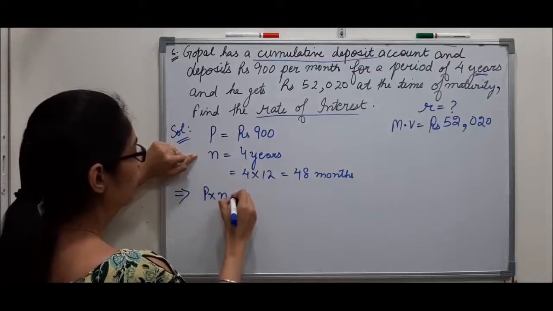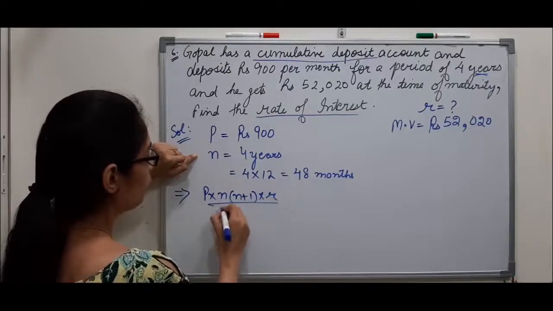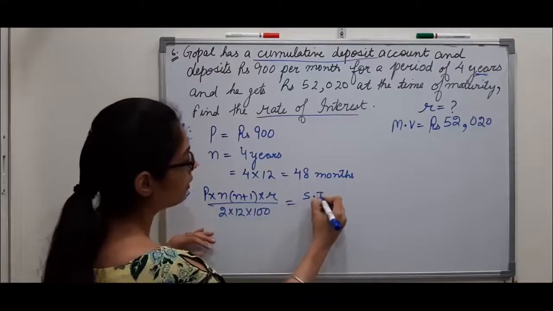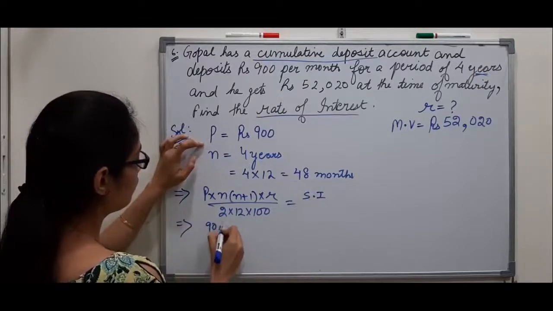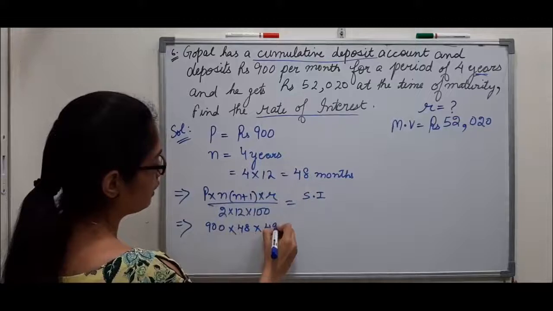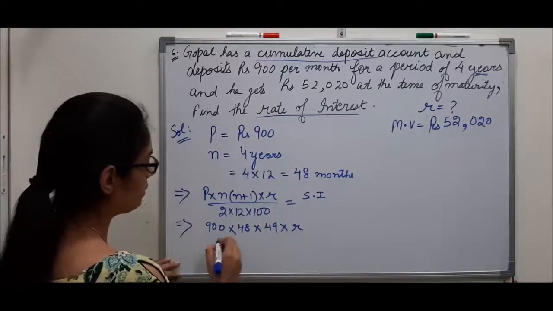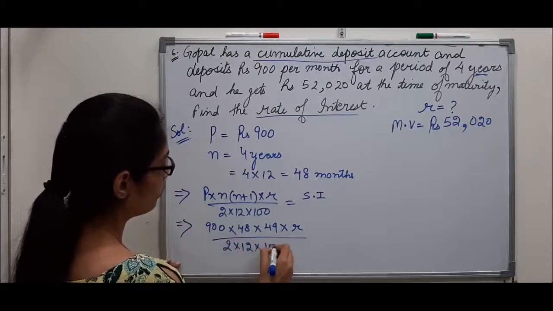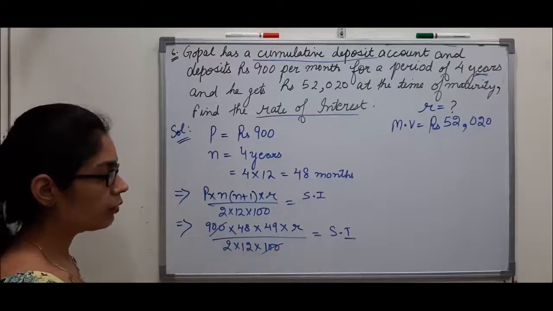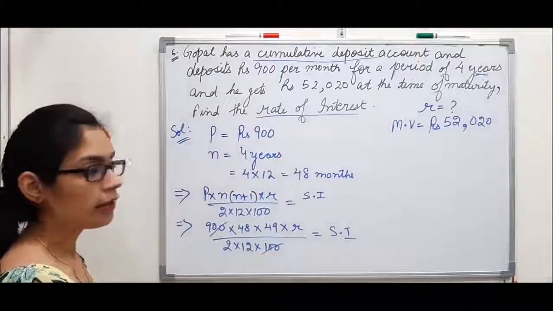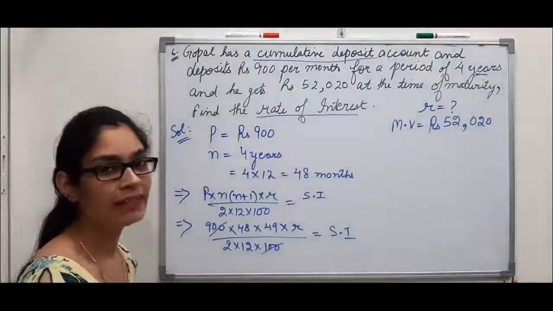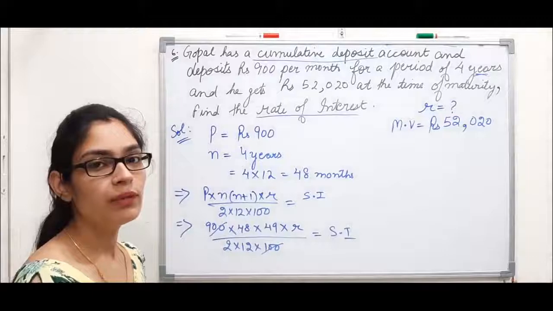Simple interest is P into n into n plus 1 into R upon 2 into 12 into 100. Simple interest is not given to me, so I will write it in this form. P is given to me as 900, and n is 48. Don't write 4, write 48. 48 into 49. R I have to calculate, so I'll write R as it is, upon 2 into 12 into 100 is equal to simple interest. I will try to do the calculations fast, because if I do calculations fast now, my speed will increase, and in your exams also you will be able to do the calculations fast. I am talking about myself, but you have to talk about yourselves, and you have to take care of your speed.